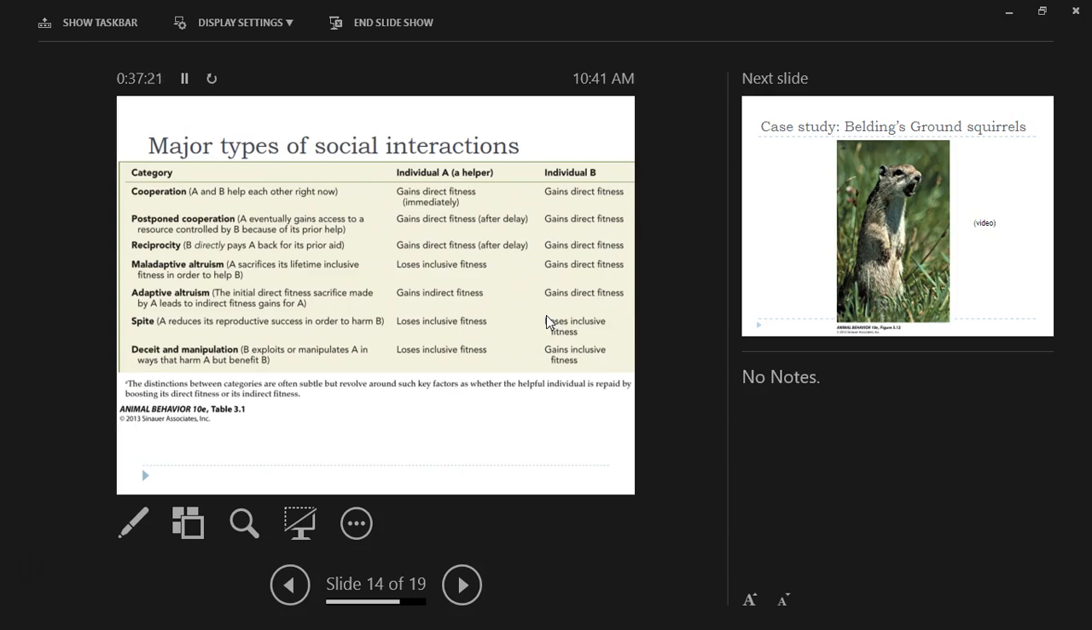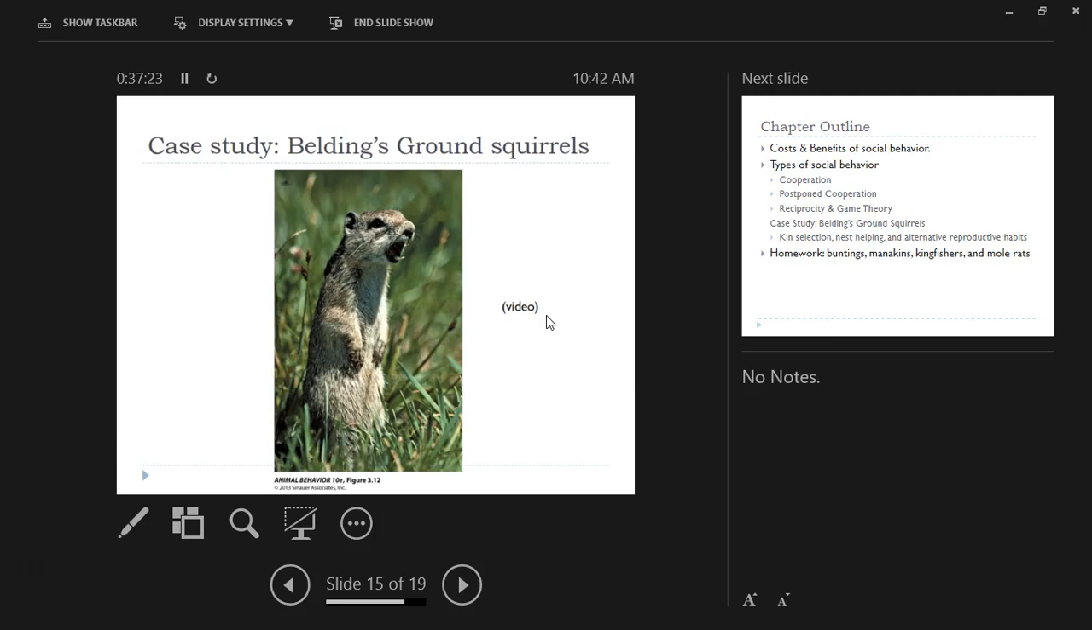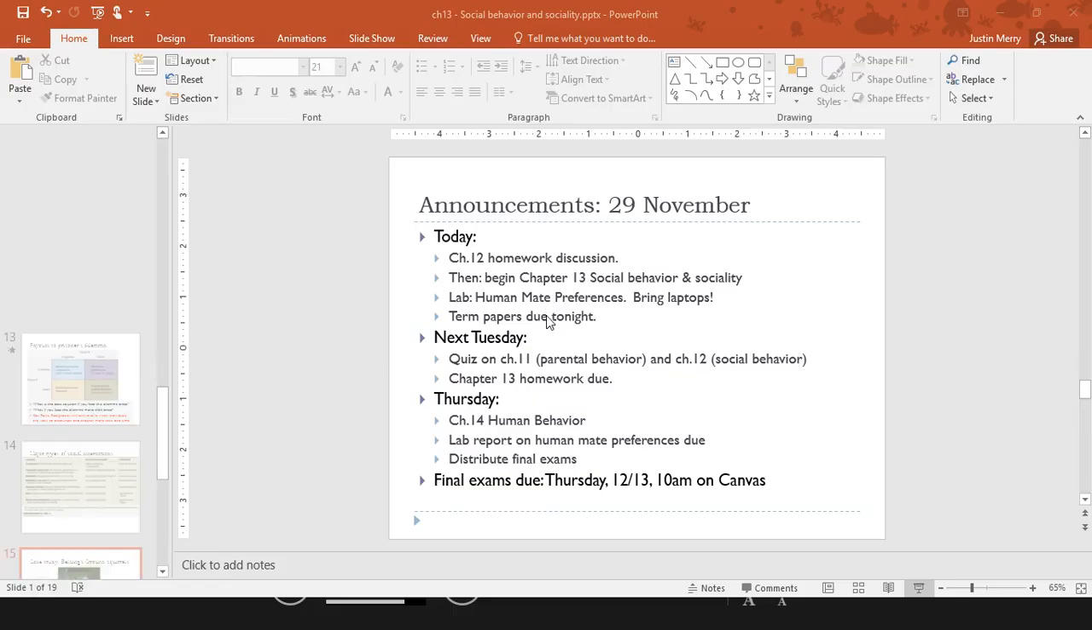So what I want to do, I don't have time to do the case study now, so we're going to have to do that on Tuesday. That'll actually probably be most of what we do on Tuesday, but that's okay. I think it's a good one. We are going to be talking about these Belding's ground squirrels, and I'm going to play you a quick video.